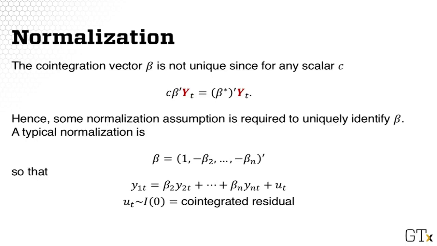Using this vector beta, if we multiply beta transpose with yt, we get y1t minus beta 2 y2t up to beta n ynt equal to ut, or the equation provided on the slide, where y1t is equal to this linear combination of beta and contemporaneous values of the time series plus ut. Ut is a cointegrated residual. Ut is a stationary time series.